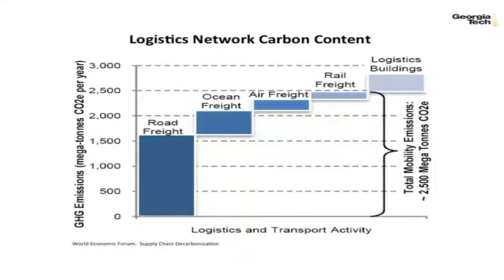In focusing on the environmental plank of sustainability, let's take a look at where carbon emissions are generated in the logistics element of the supply chain. This chart portrays the fact that on an aggregate basis, the transportation elements of logistics, being road freight, ocean freight, air freight, and rail freight movements, greatly dwarf the carbon emissions associated with logistics facilities.